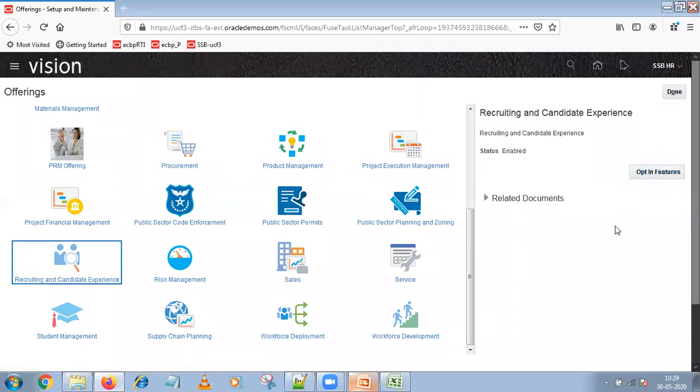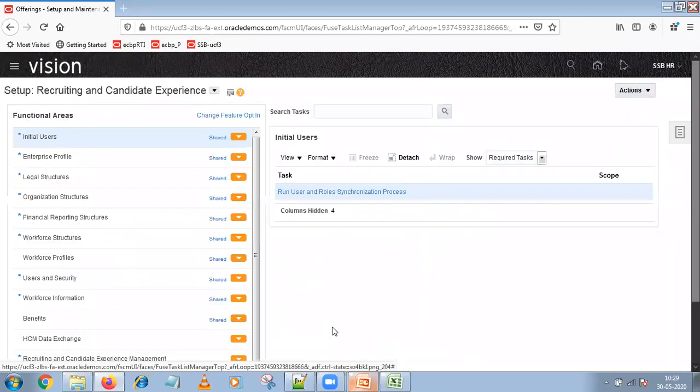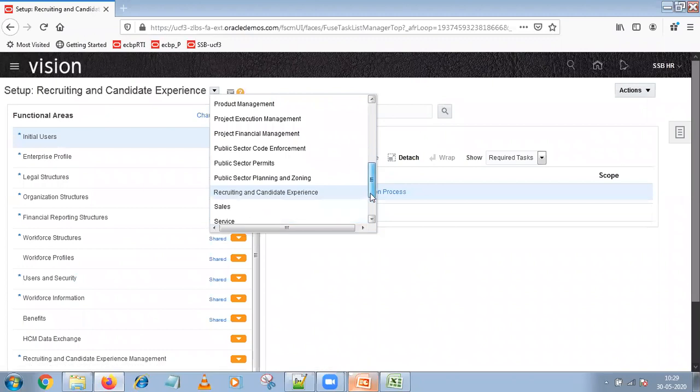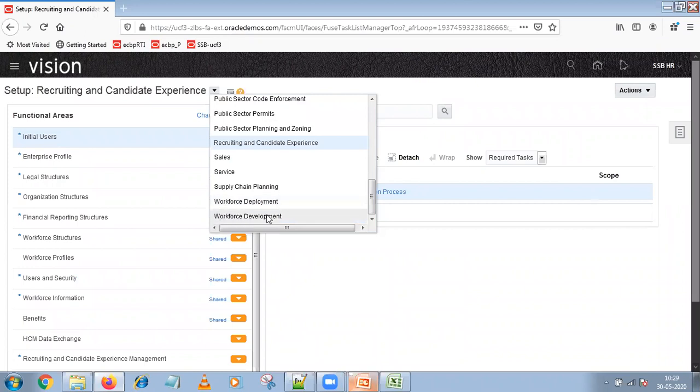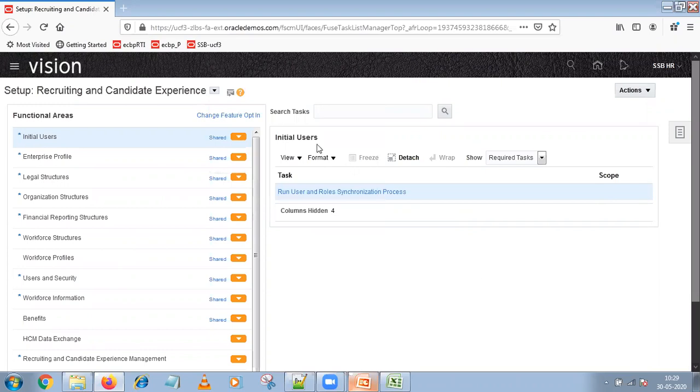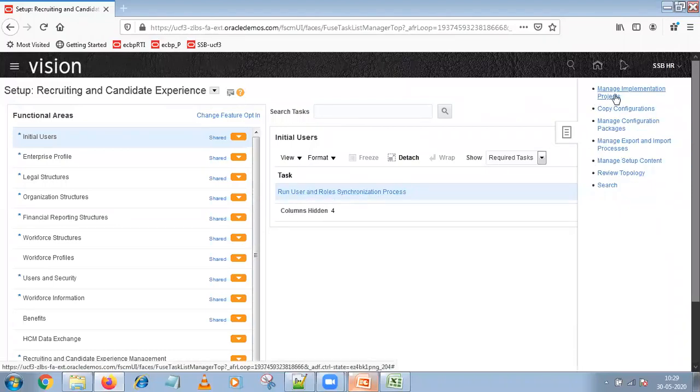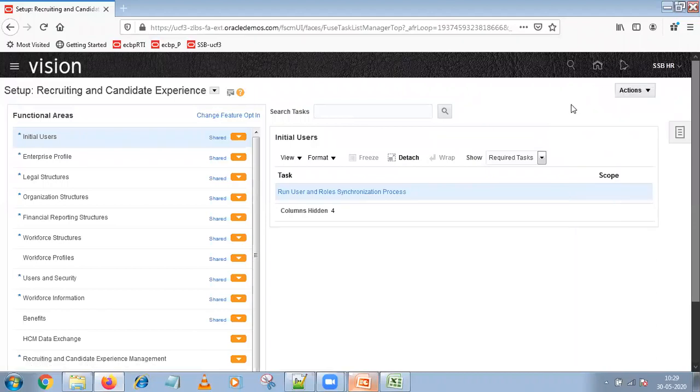After we start our training, we will see how to enable global HR and how to enable payroll when we go for implementation, and how to enable all these things in these offerings. You see all these offerings are here again: compensation management, workforce development, workforce deployment. We will see how to configure and set things, how many things we have here for implementation, what an implementation project is, and why we use it here. We are going to cover these as part of our training.